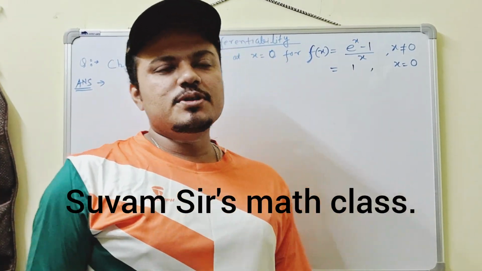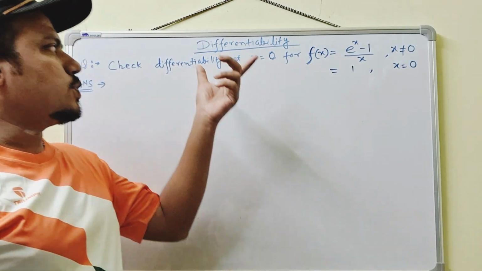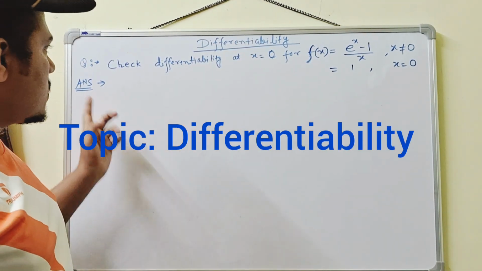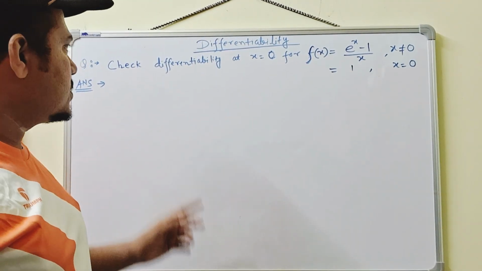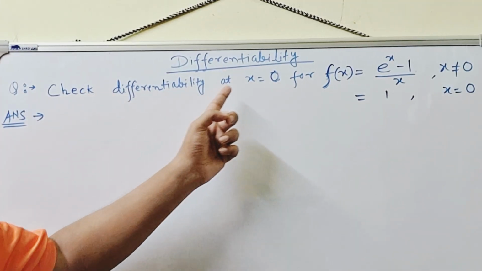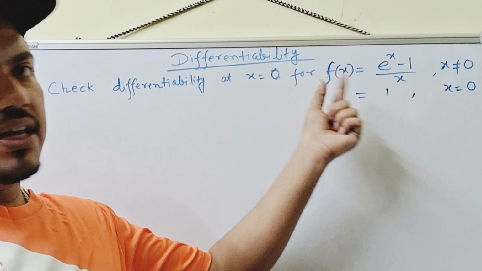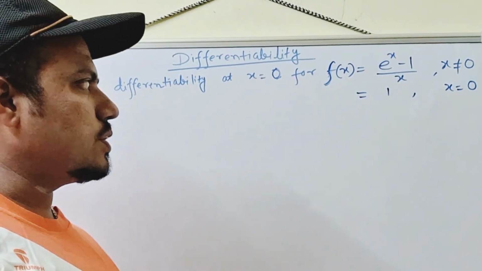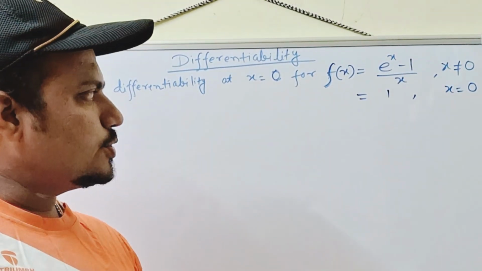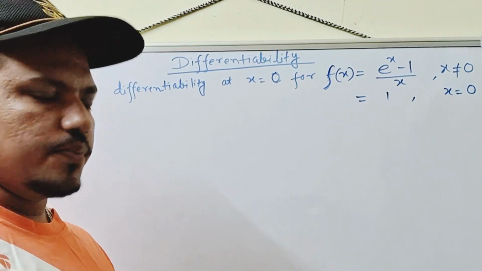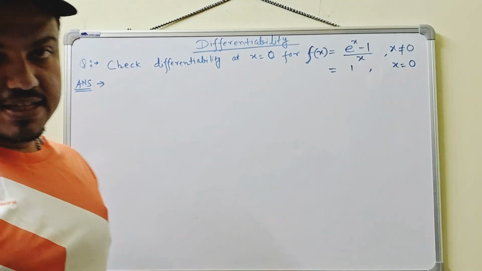Today I am going to discuss a very important topic, that is differentiability. So one question: a very important question, that is, check differentiability at x equal to 0 for the function given, f(x) equal to (e to the power x minus 1) by x for x not equal to 0, and equal to 1 for x equal to 0. So how do you have to check differentiability?